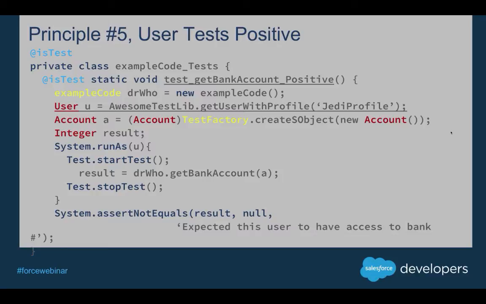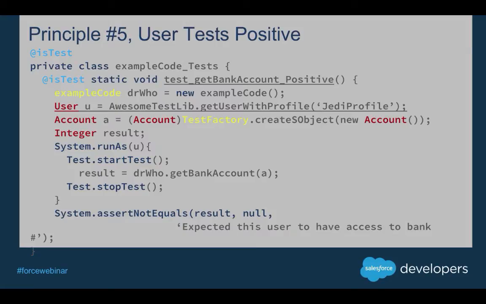So we'll run the test as that user. We'll create an account, and the account comes from a test factory, and again we'll talk about that in a little bit. And finally we're going to run the test as the user, and we do that with the System.runAs method. That's a Salesforce system class method that gives us the ability to run code as a given user, and we just pass in the user variable we've created. So in this situation we're going to create a user with a Jedi profile. We're going to run this test as the Jedi profile, and when we assert at the bottom, we're going to assert that the result is not null, because we expect the Jedi user profile to have access to the bank accounts.